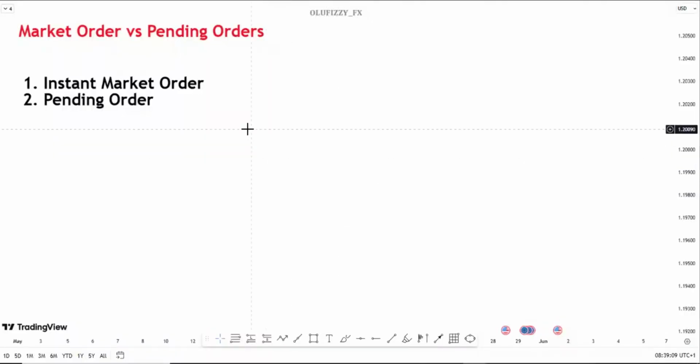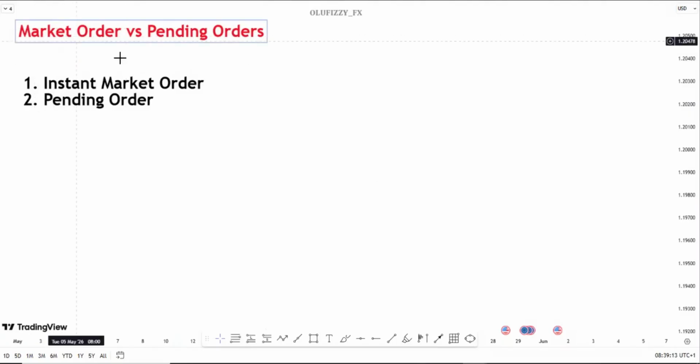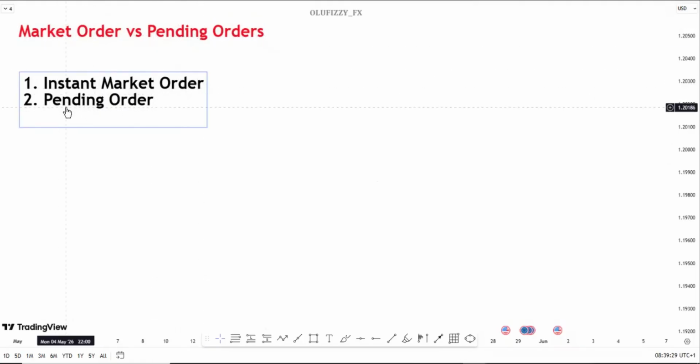There are two ways you can enter trading the forex markets. So one is market order and the other one is pending order. So in this video, I'm going to explain what is market order and what is pending order. And I'm going to explain the different types of pending order that we have and when you can use each one of them.